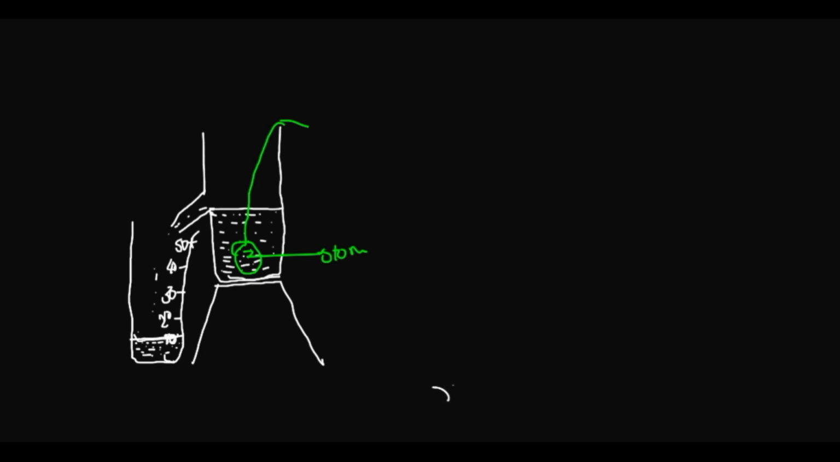So we can say the volume of the stone is equal to 10 mL, or we can just say 10 cubic centimeters. So these are the two methods that we can use if we want to measure the volume of an irregular object such as a stone.